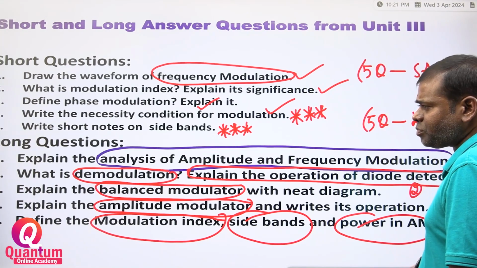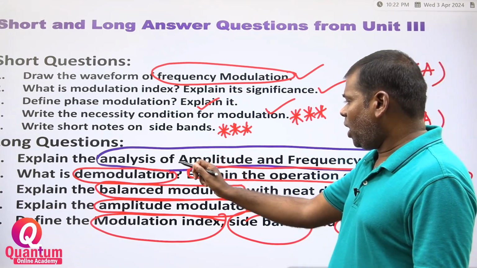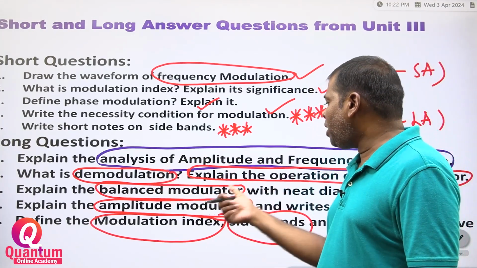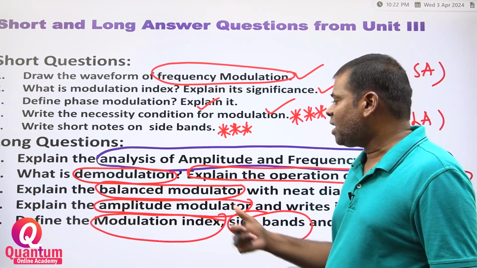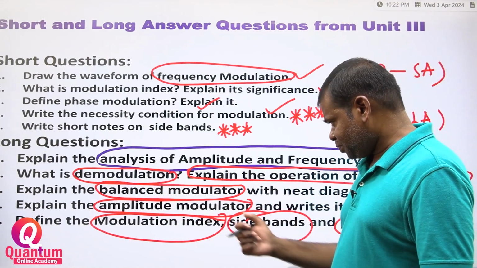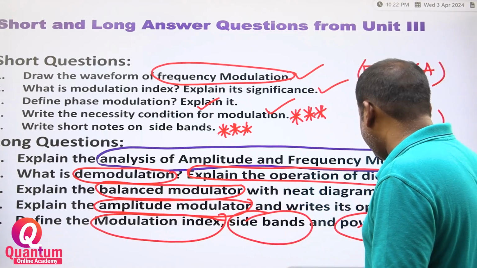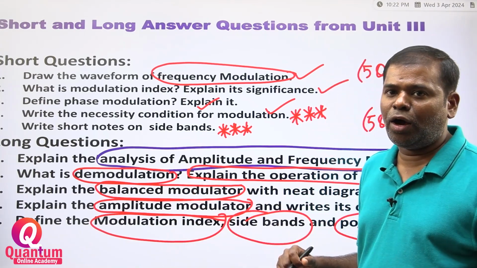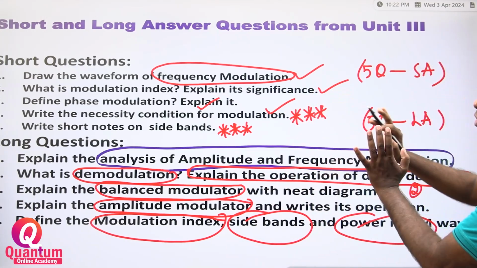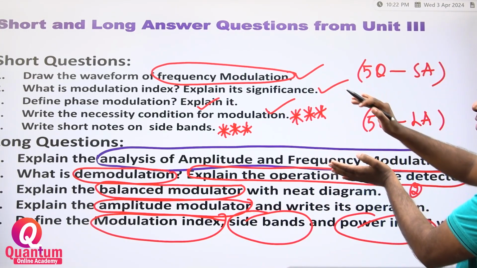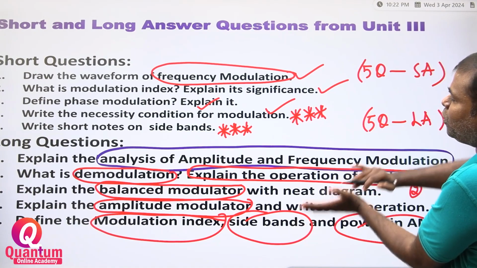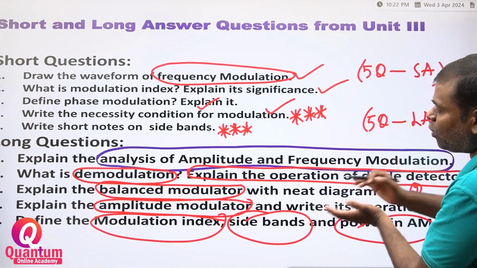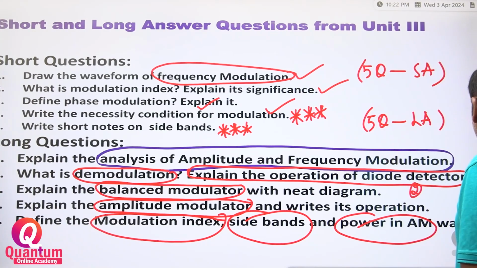Please remember, only here: analysis of amplitude modulation and frequency modulation, demodulation and diode detector, balanced modulator, amplitude modulator and write its operation. Next, all the definitions I made as a long question. Clear? So, these questions you have to read, at least 5 questions. If you read the long questions, the short questions are also covered. If you read the short questions, some portion of the long questions should also be covered.